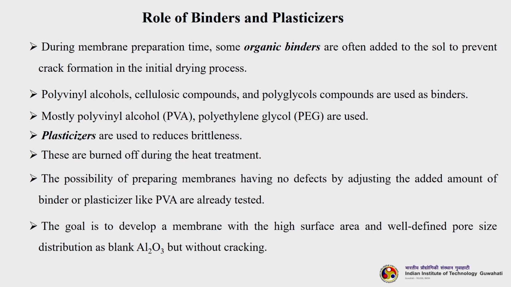Plasticizers are the materials used to reduce the brittleness. As you know, ceramic membranes are highly brittle. Just to decrease the brittleness, some plasticizers are being used. They are actually burned up during the heat treatment process. The possibility of preparing membranes having no defects by adjusting the added amount of binder or plasticizer like PVA is already being tested. The goal is to develop a membrane with a high surface area and well defined pore size distribution as a blank alumina, but without any cracking.